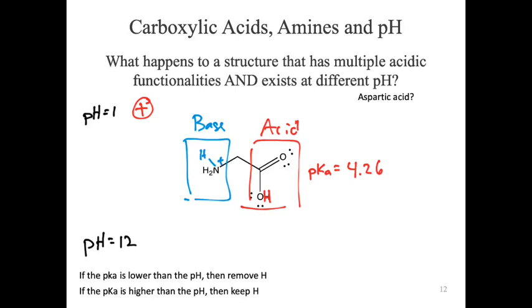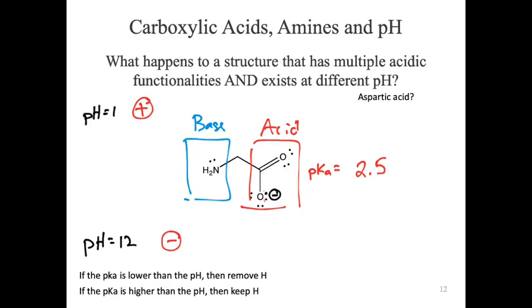An inductive effect of the nitrogen withdrawing electron density from the structure. How much of an effect does it make? It's pretty significant. We drop to a pKa of about 2.5. So at a pH of 12, what happens to our hydrogen? It's removed, and we would have a negative oxygen. What happens to our amine? It also gets deprotonated, which means it loses its positive charge, and our charge is now negative overall.